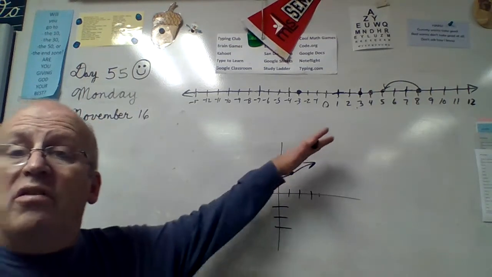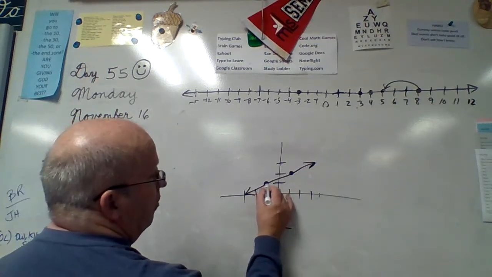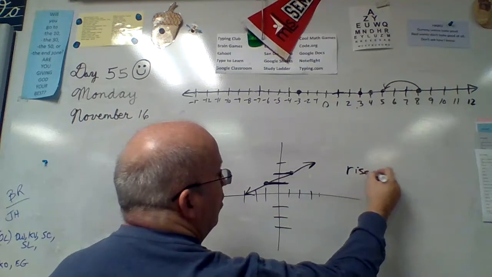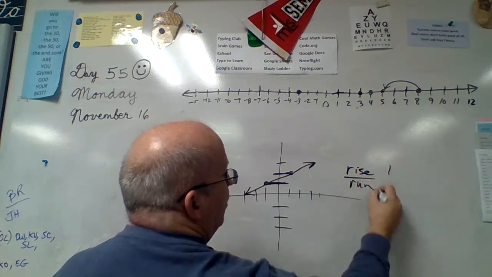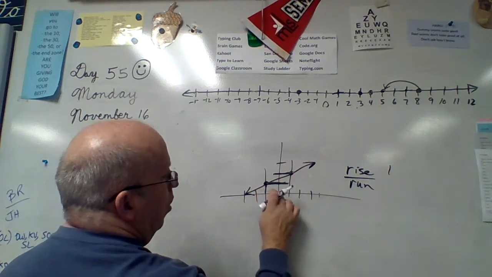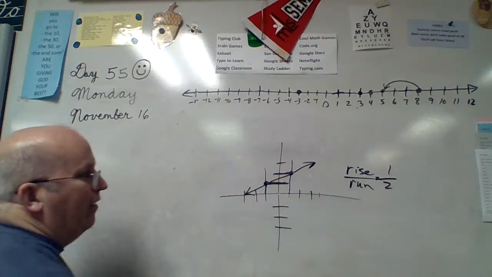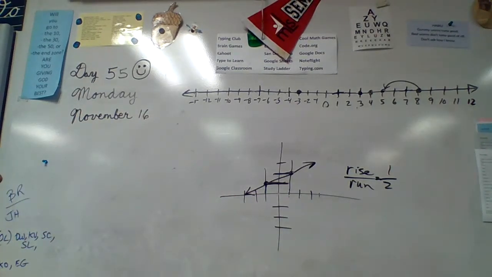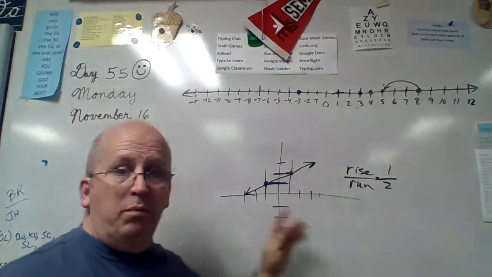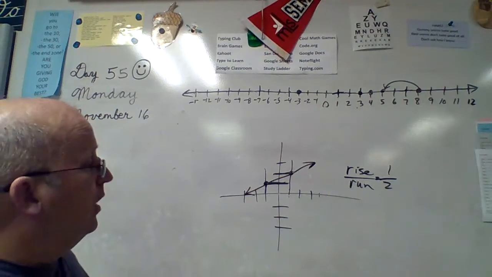That's a positive rise. In this case, how much am I rising? I'm rising from 1 to 2. That's a rise of 1. How much am I running to get from here over to here? I'm running 1, 2. This is a slope of 1/2 in this particular case, because I'm rising 1 and I'm running 2, and it's a positive 1 because I'm going up as I move from the left to the right.